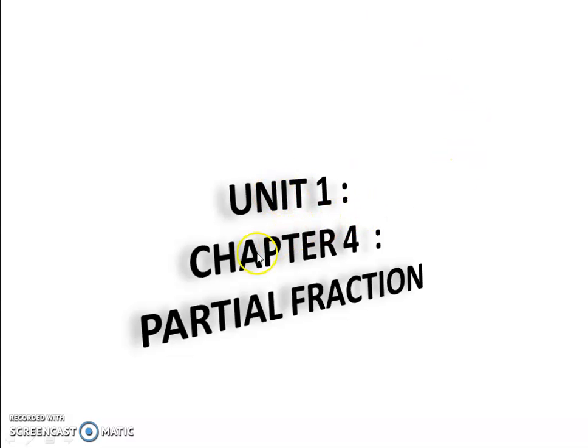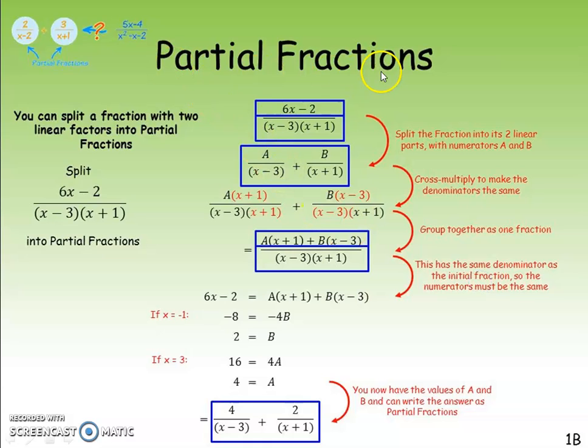Our unit is 1, chapter number 4, partial fraction. Partial fraction depends on the partially distributed linear factors and how it is split up. For example, 6x minus 2 upon x minus 3 into x plus 1. We have to split the partial fraction into two linear factors, with numerators capital A and capital B.